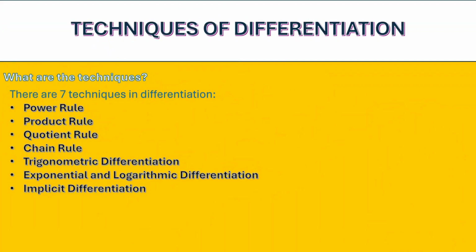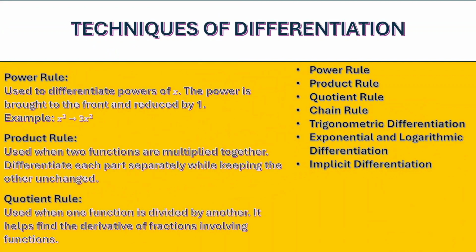Techniques of differentiation. There are 7 main techniques in differentiation. First one is the power rule. The power rule is the simplest and most commonly used technique. Technique number 2 is the product rule. The product rule is used when two functions are multiplied together.